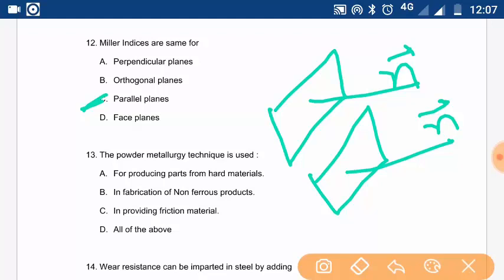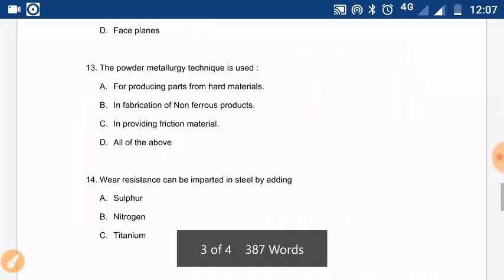Now question 13. The powder metallurgy technique is used for producing parts from hard material, in fabrication of non-ferrous products, in providing friction material, or all of the above. Absolutely for hard materials like tungsten and chromium, these materials are generally made by powder metallurgy. In non-ferrous products also we can use it, and in providing friction material also it can be used. So the answer will be all of the above.